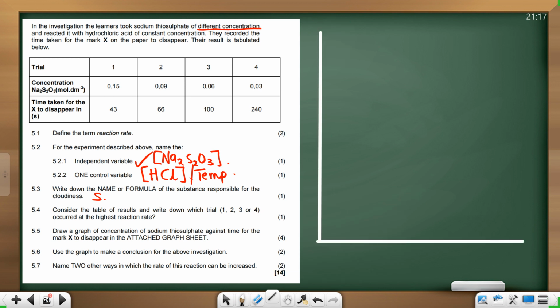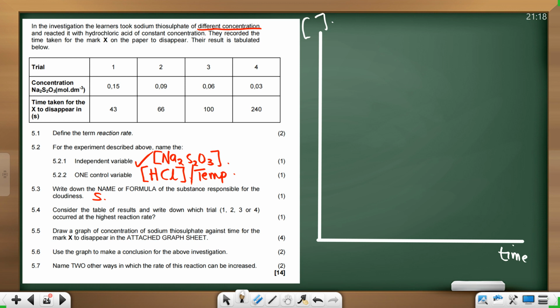This one is a free mark. They told you that concentration here and time here, okay? Because they said against time.